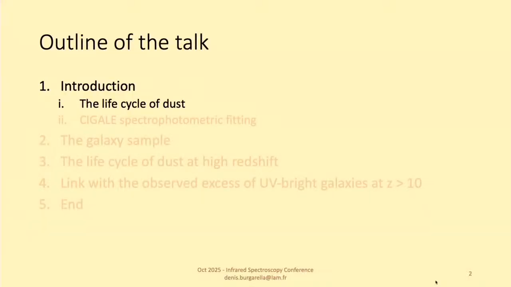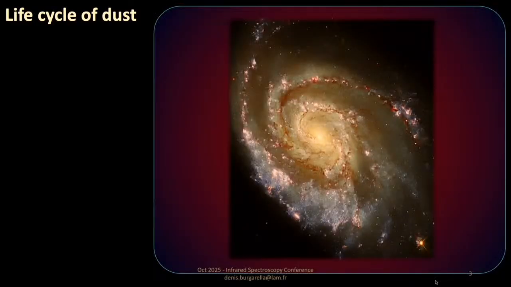So let's start with the life cycle of dust. So this is a galaxy, for those who don't know. So you have dust, you have stars, you might have, and you certainly have an AGN in the center, and you have one star here. And if you decompose all of this, you will get what is called the life cycle of dust. Well, you have different life cycles, but this one is of dust.